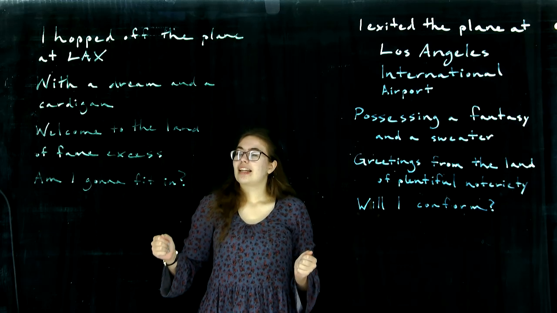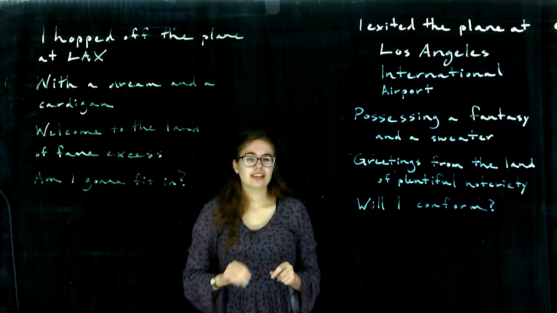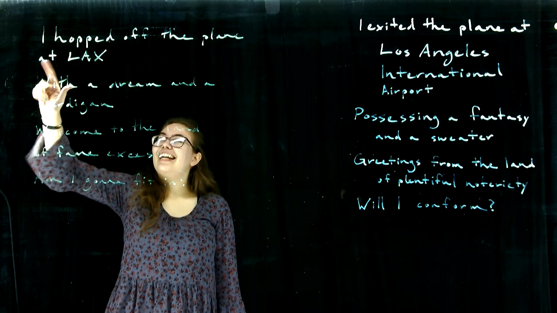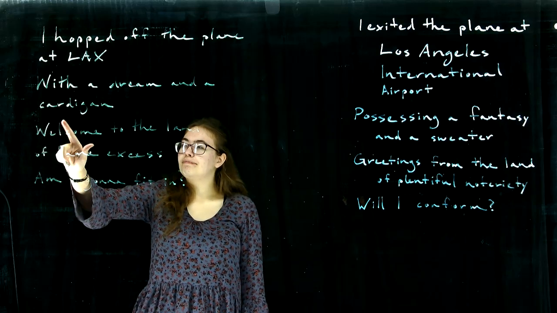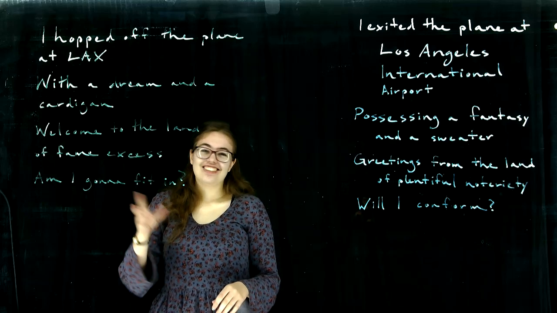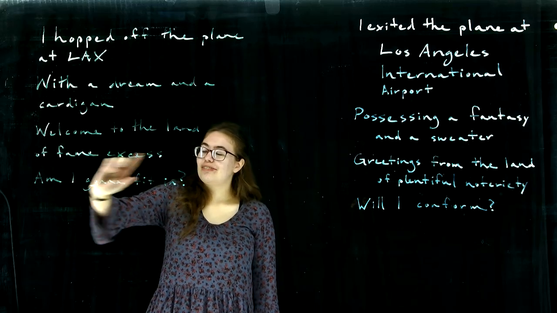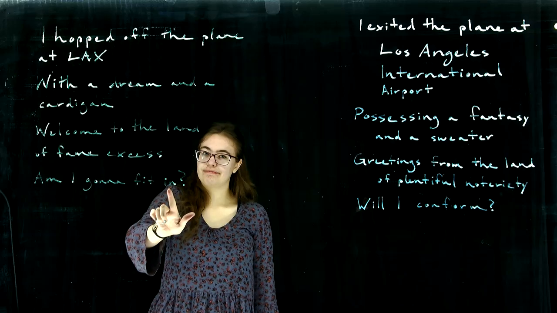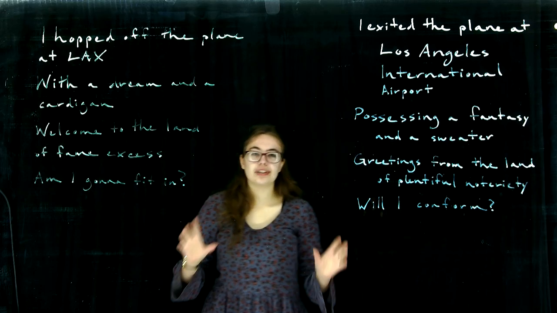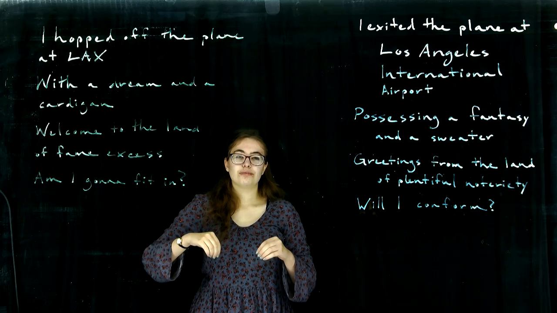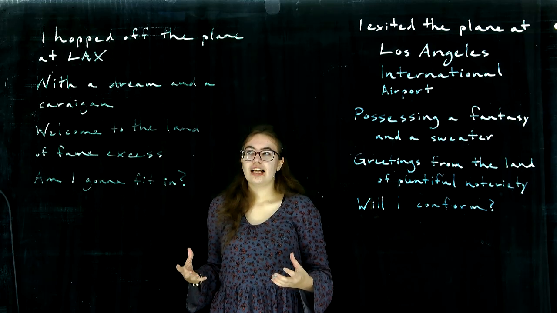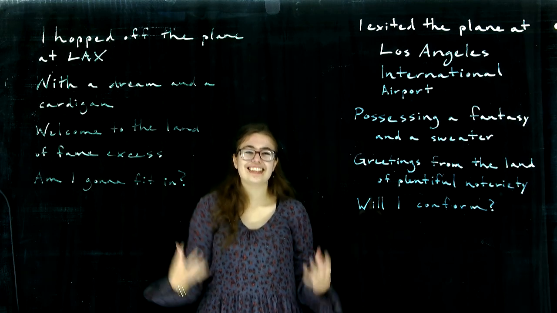All right. Let's look at the poetic structure. Let's look at the rhythm first, okay? I hopped off the plane at LAX with a dream and a cardigan. Welcome to the land of fame, excess, woo. I didn't write that down, but that's in the song. Welcome to the land of fame, excess, woo. Am I gonna fit in? So, compared to this one, which one flows better? Which one is more natural to read? Right, this one. Why is that? Yeah, it doesn't have any of those long, clunky words.